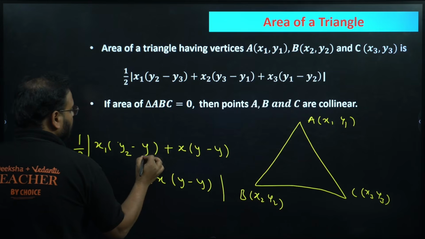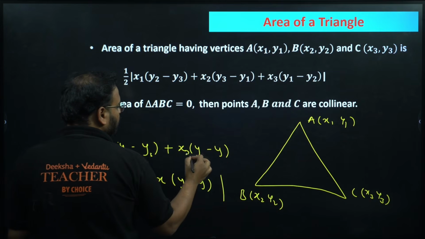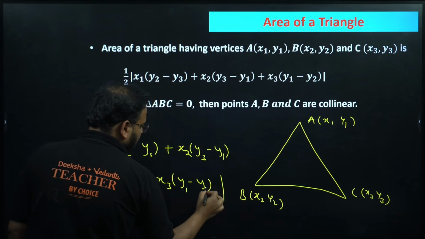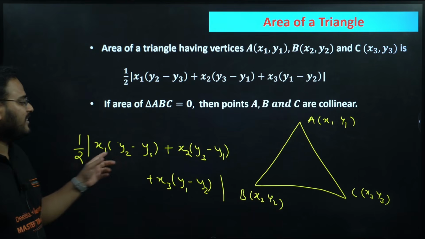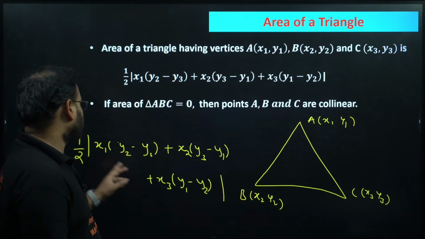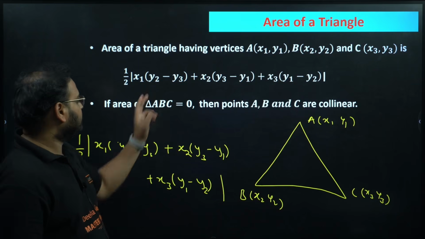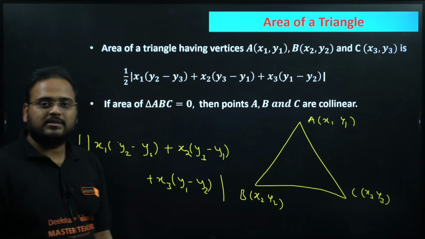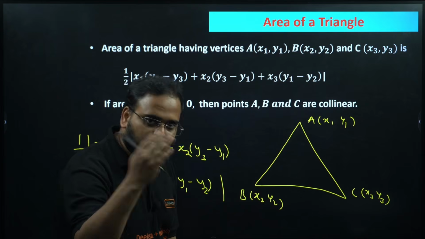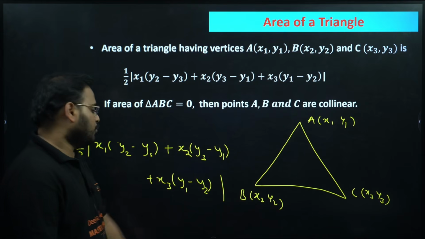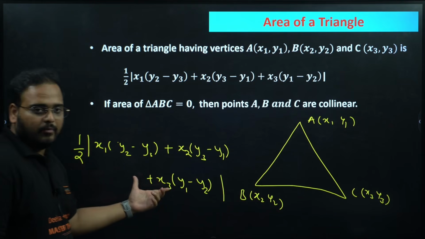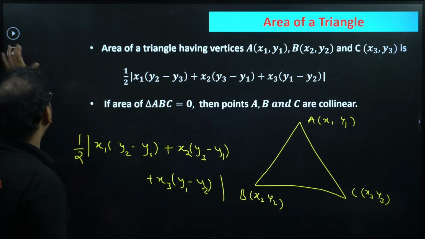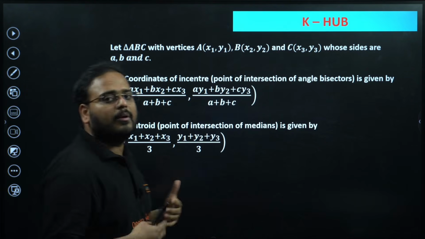Now here, start from this: 1, 2, 3, then 2, 3, 1, then 3, 1 and 2. So have this cyclic sequence of writing the numbers, and you get the result: x1 times y2 minus y3, x2 times y3 minus y1, and x3 times y1 minus y2. Cyclic order of 1, 2, 3, 2, 3, 1 and 3, 1, 2. That's the way to remember the formula for area of a triangle. As I mentioned, the concepts are very straightforward and simple, just that we have to remember these.